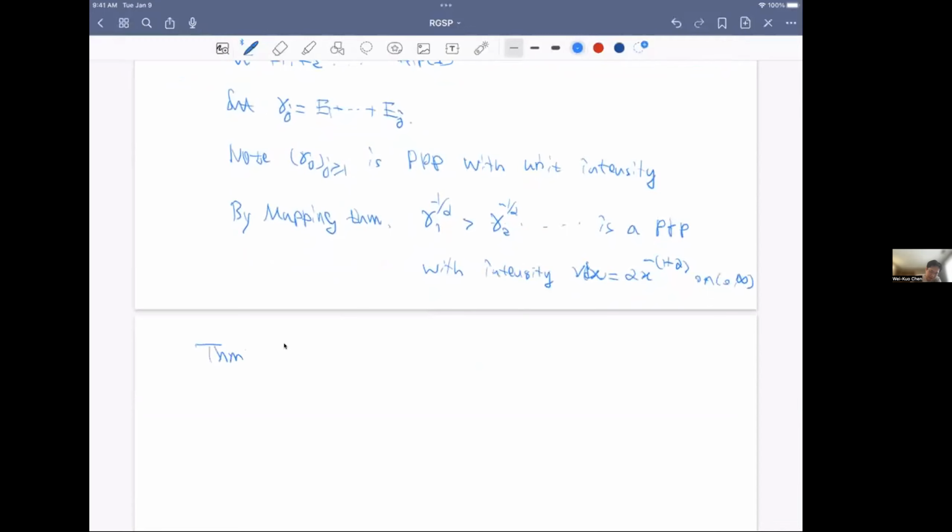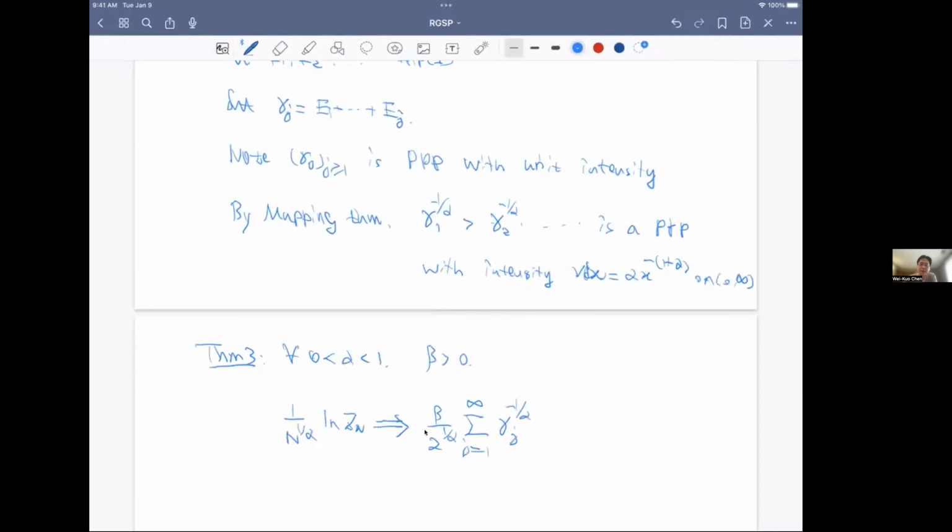Here is the theorem of today, the third theorem. So for any alpha between 0 and 1 and beta bigger than 0, the limiting free energy, as I said, we have to normalize it by n to the 1 over alpha, log Zn. This converges weakly to a series in terms of the gamma, the PPP. Right, this is the weak convergence.